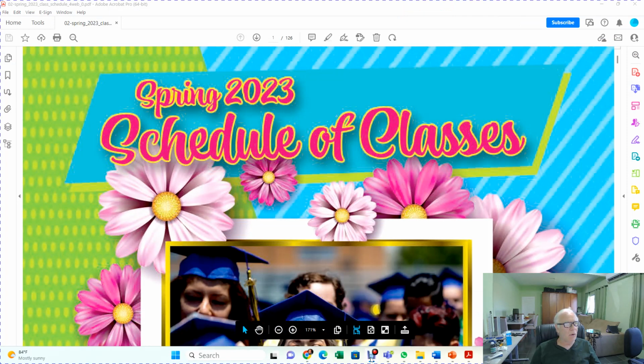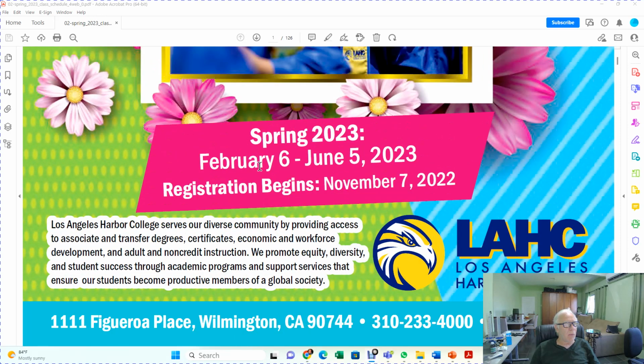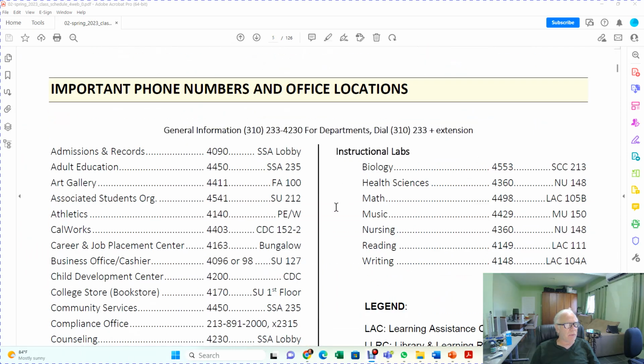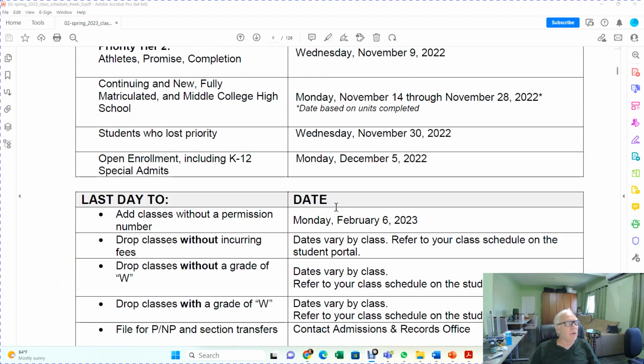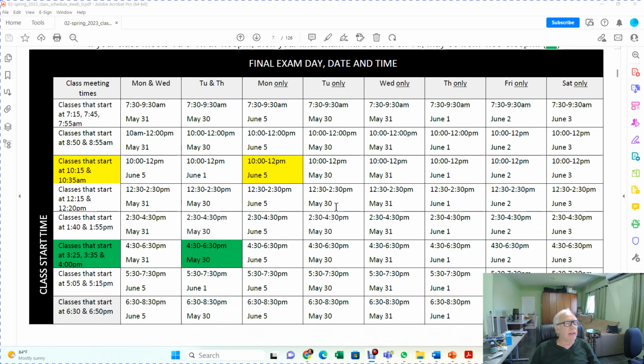Here is the course catalog, the schedule of classes, spring 2023. Okay, and it goes from February 6th to June 5th. And let's take a look. If you scroll down, you're going to see the schedule of the final exams, final exam date and time, if the classes meet on those days, Monday and Wednesday, right? Which is not our case.